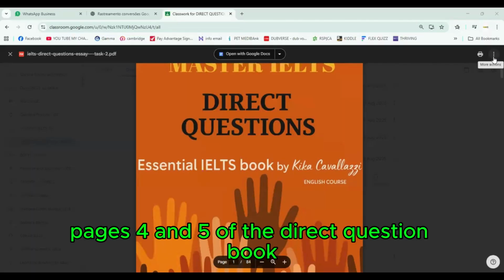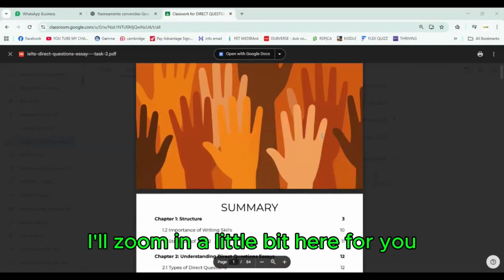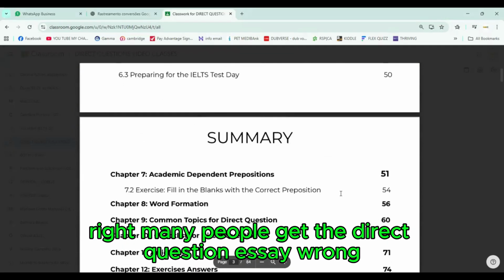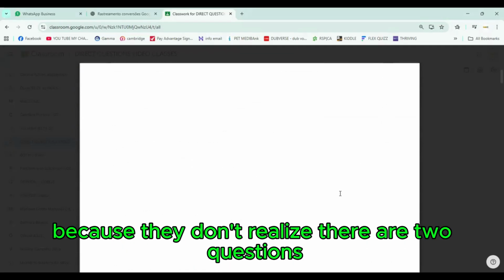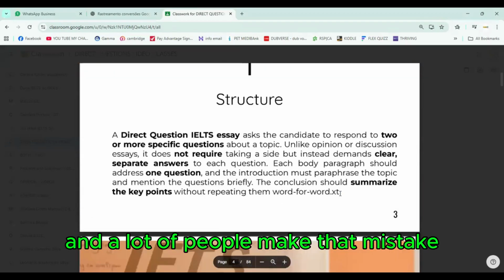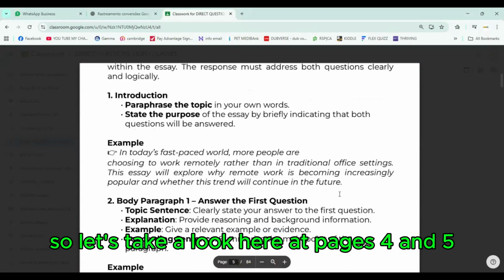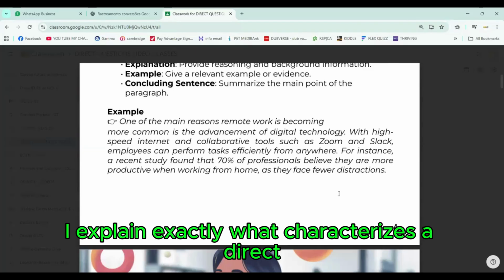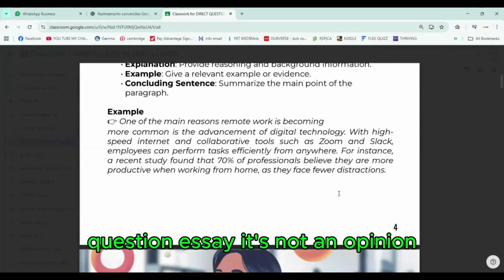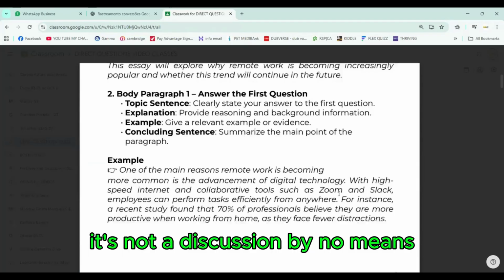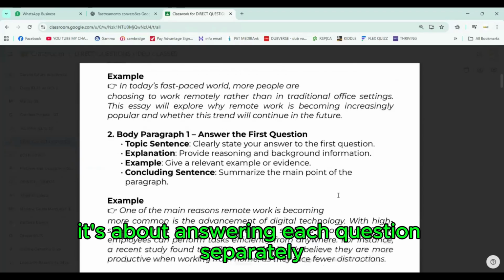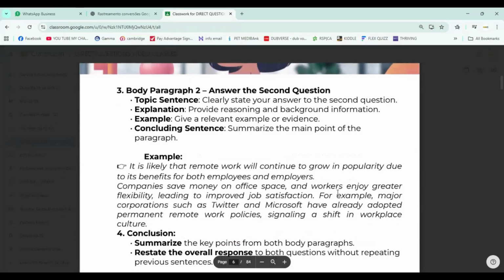Okay. Pages 4 and 5 of the direct question book. I'll zoom in a little bit here for you. Many people get the direct question essay wrong because they don't realize there are two questions. And a lot of people make that mistake. So let's take a look here at pages 4 and 5, where I explain exactly what characterizes a direct question essay. It's not an opinion, not at all. It's not a discussion, by no means. Much less an advantage, disadvantage one. It's about answering each question separately with clarity and balance.